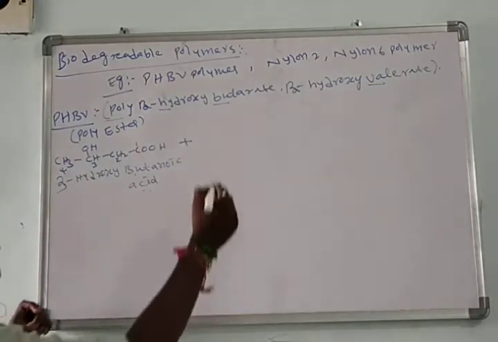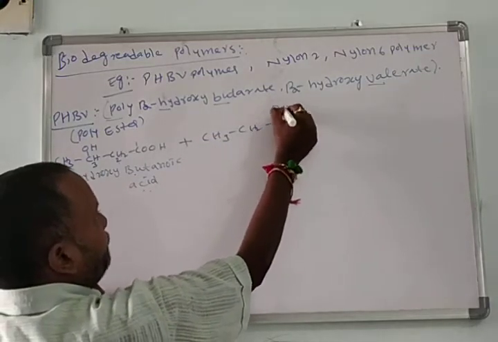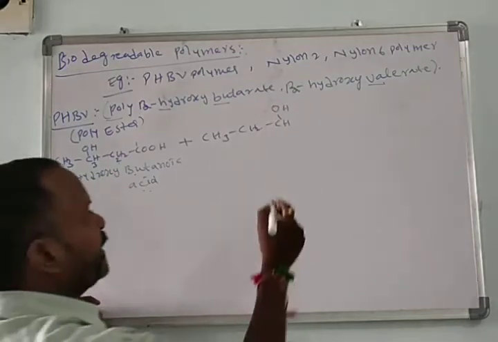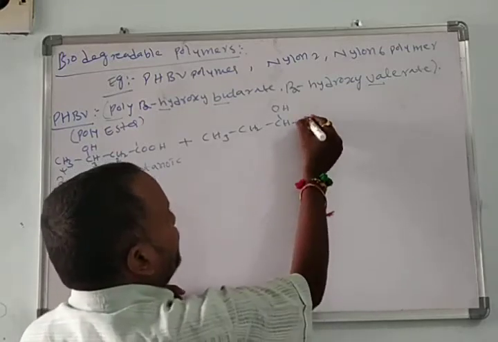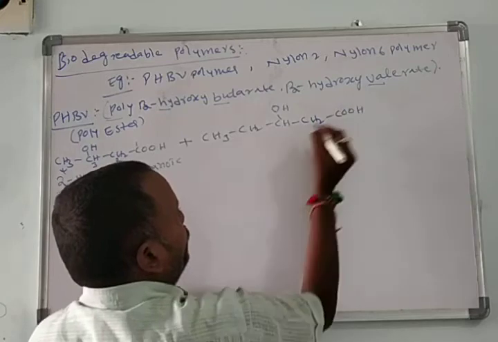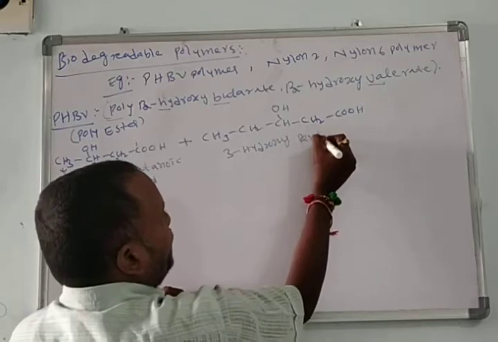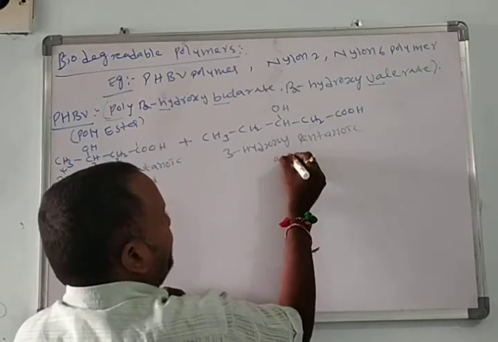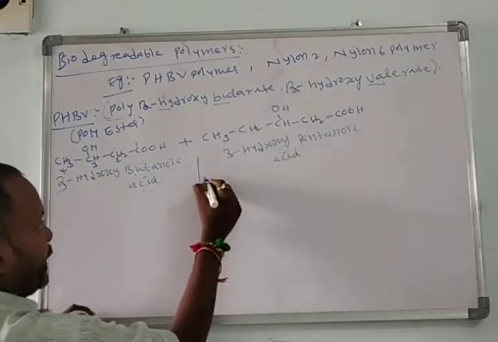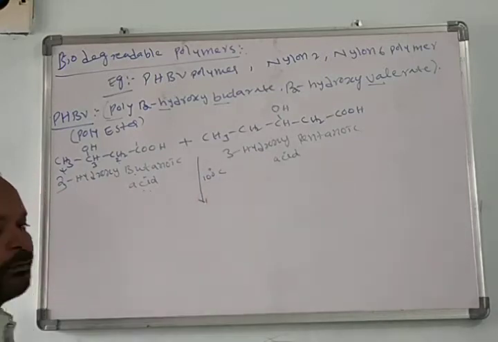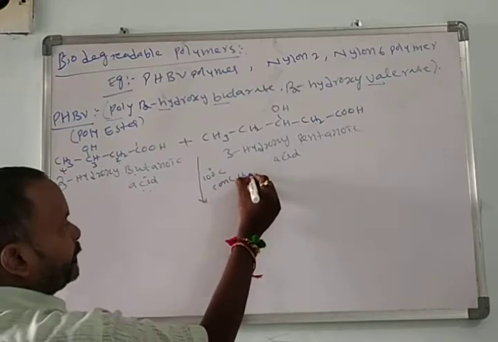3-hydroxybutanoic acid reacts with 3-hydroxy valeric acid, which is 3-hydroxy pentanoic acid, with COOH. At 100 degrees centigrade, it undergoes an esterification reaction in the presence of concentrated sulfuric acid.